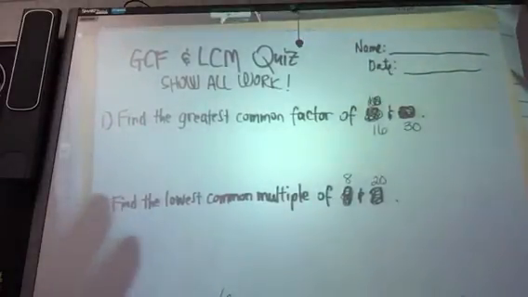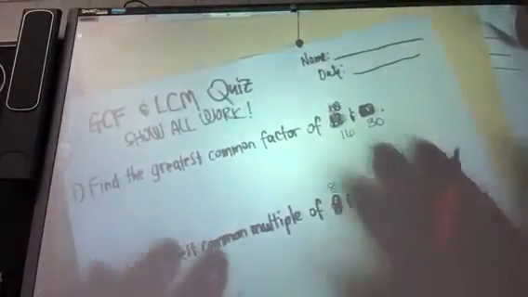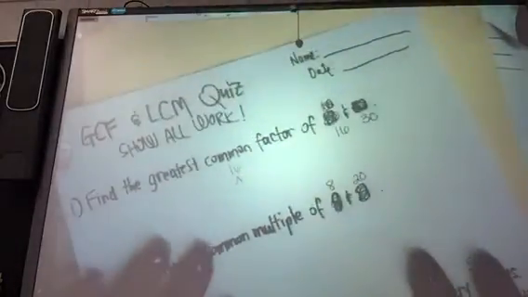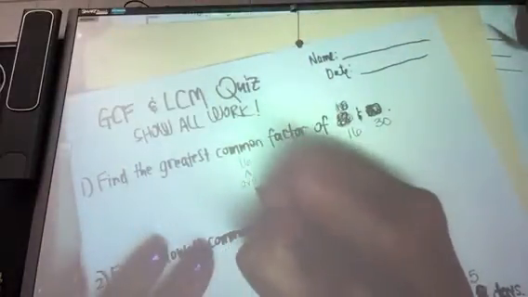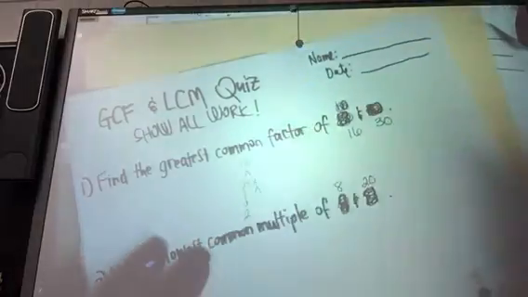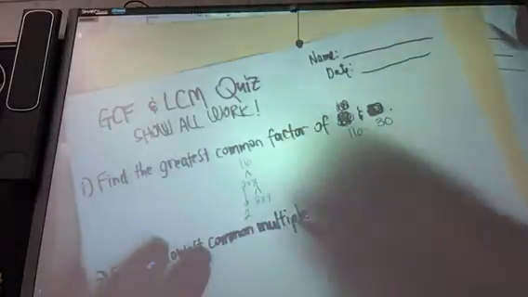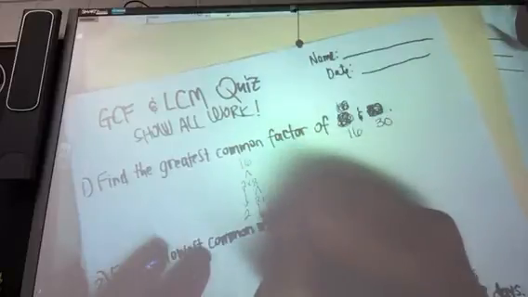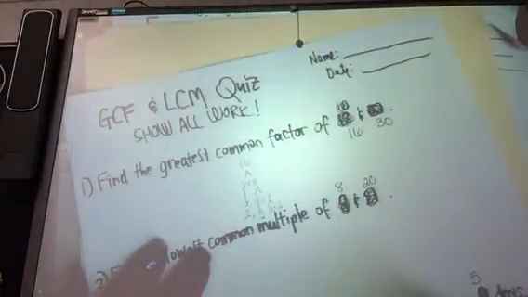Okay, our first problem is find the greatest common factor, and I've changed my numbers to 16 and 30. First thing I'm going to do is factor tree these out. So I'm going to start with 16 and break it down. 16 breaks down to 2 times 8. That one's prime, it comes down. 8 breaks down to 2 times 4. 2 is prime and it comes down. 4 breaks down to 2 times 2. So I have 2 times 2 times 2 times 2.